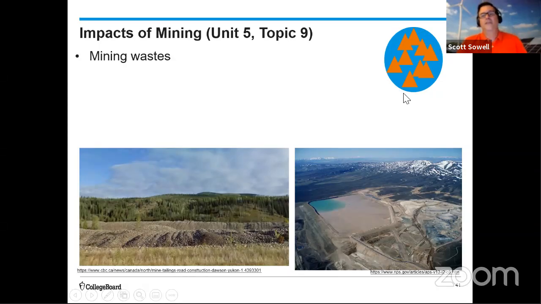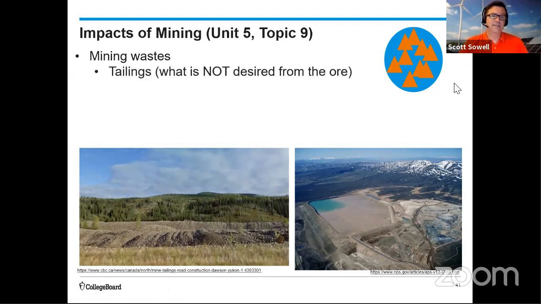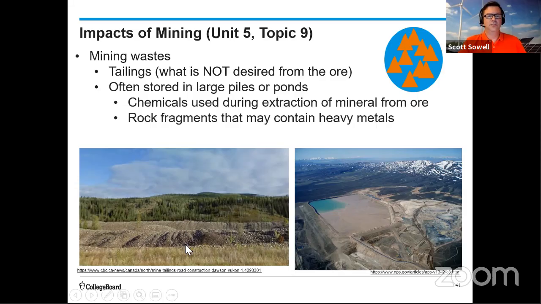So remember, if we have our ore here and our target mineral, this little orange triangle, this is what we want. Well, the blue stuff is not what we want. So that's the waste. We've got to get rid of that. And those are called tailings. That's what's not desired from the ore. And those can be either stored in large piles or in tailings ponds.